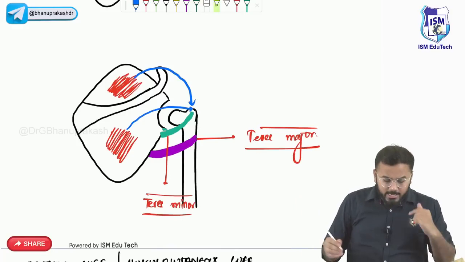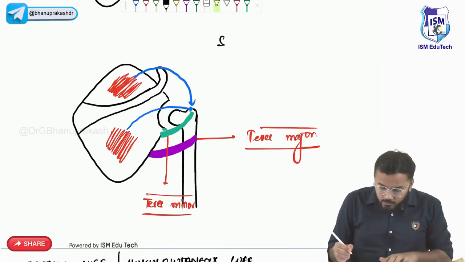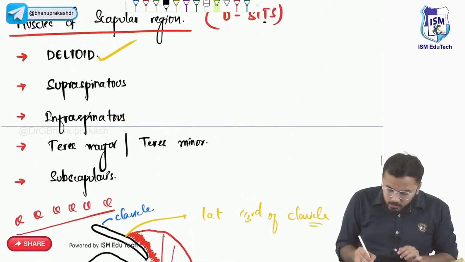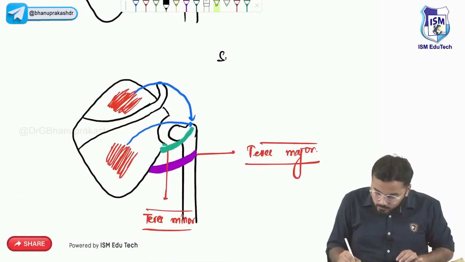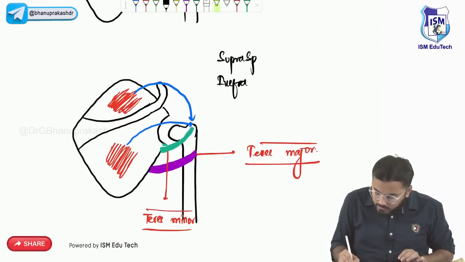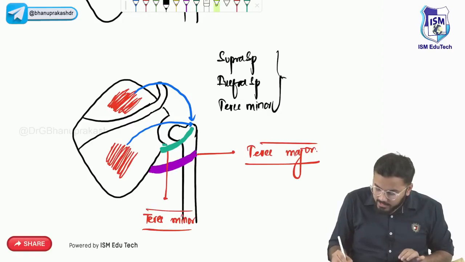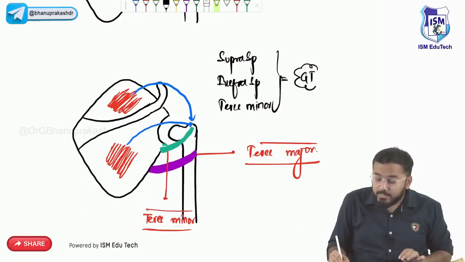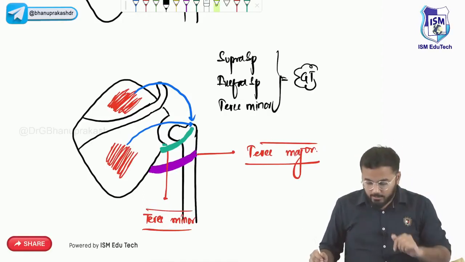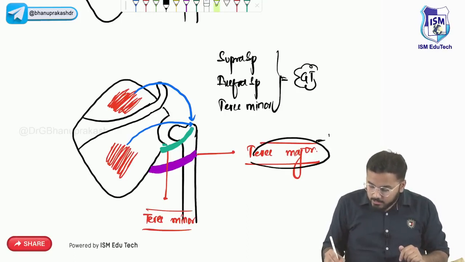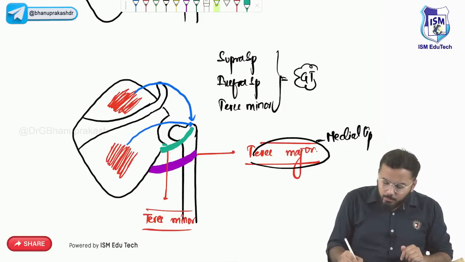So you are telling me that supraspinatus, infraspinatus, and teres minor, these three are attached to the greater tubercle? Yes, these three are attached to the greater tubercle. And where is teres major attached? To the medial lip. Very, very important, guys.